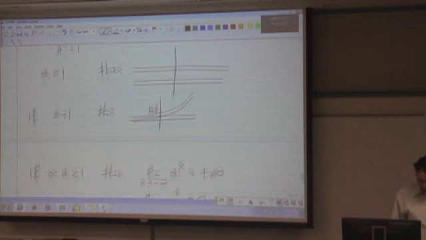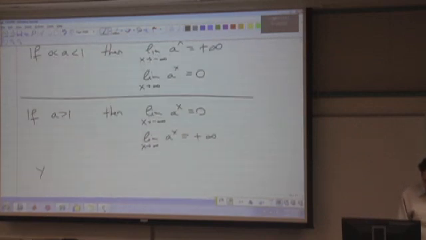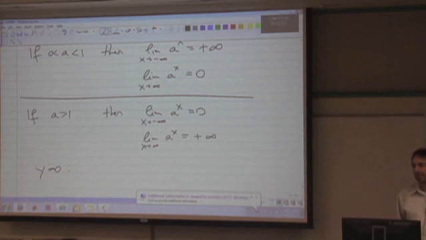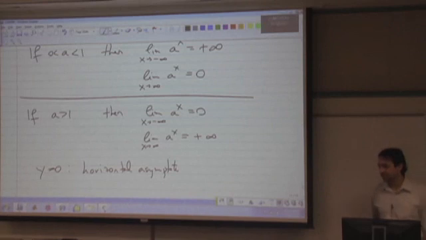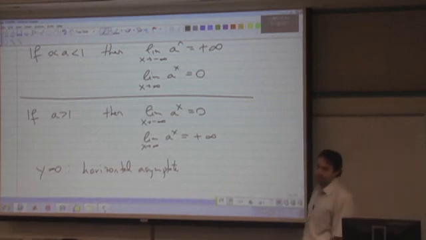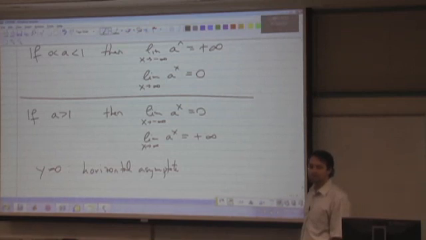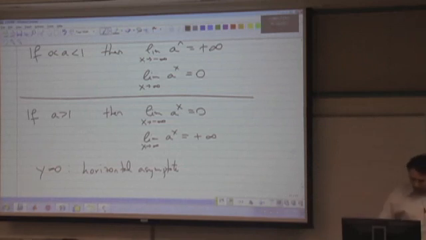In both cases, what can we say about y equals 0? It's a horizontal asymptote. Is this making sense? Yes? Okay. All right.